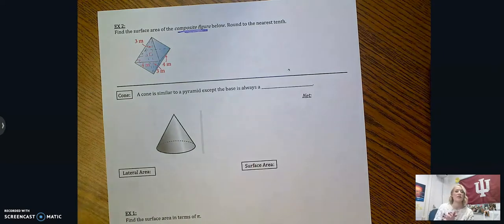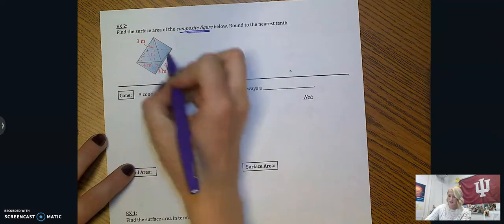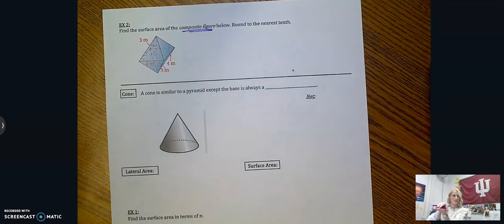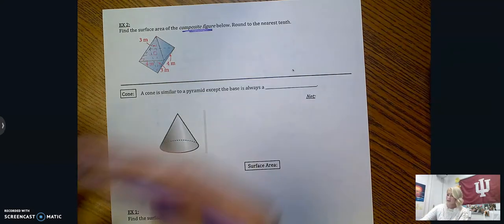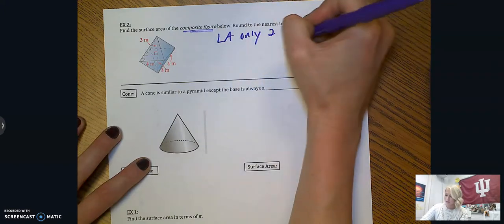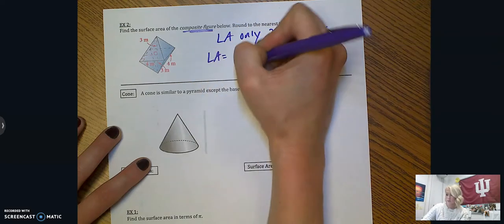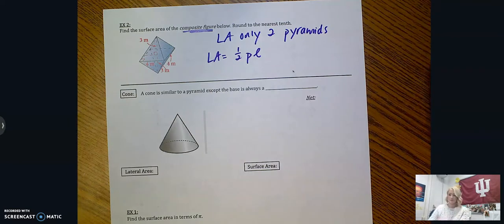When you have composite figures and it's surface area, you have to think, and I know this is the hardest part, but think: if I had this figure in front of me, could I touch every surface? You could not. The square bases connect. They would cover themselves up. You would only be able to touch the triangular surfaces here. You would not be able to reach those squares. They cover each other up. So all you want is the lateral area only of these 2 pyramids. So I'm going to find the lateral area of just one, and then I'm just going to double it.